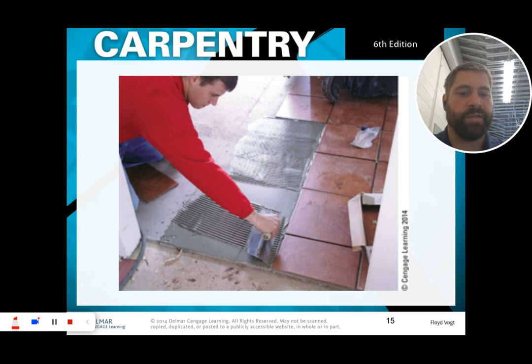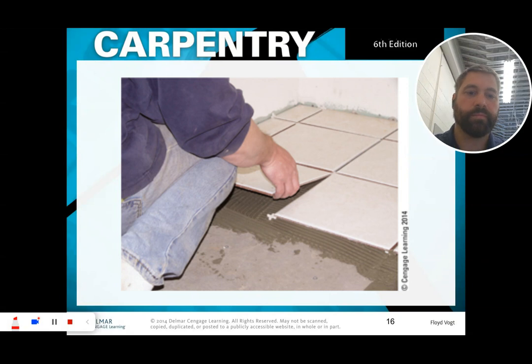Here we have someone. This is the notched trowel that you're going to be using. And you can see that this is the thin set that they have down. The notched trowel creates this pattern, which helps the tile adhere better. As I mentioned before, we're going to be using tile spacers, and here we have a tile spacer, and we have this person setting a tile right here.